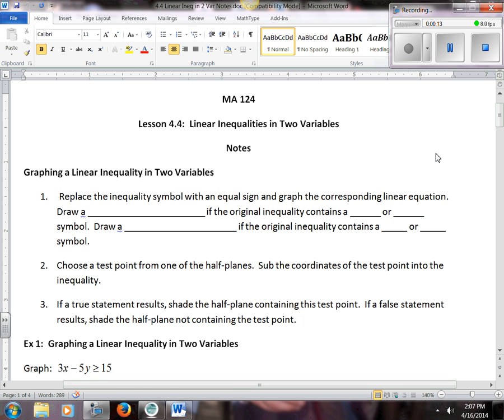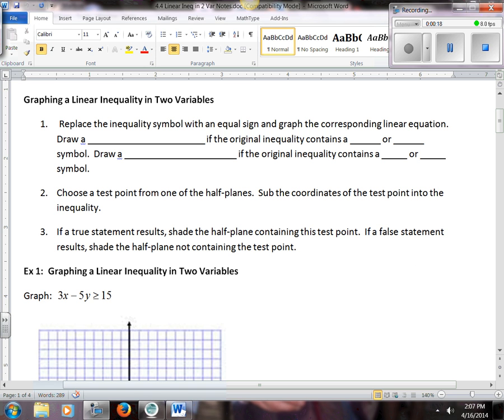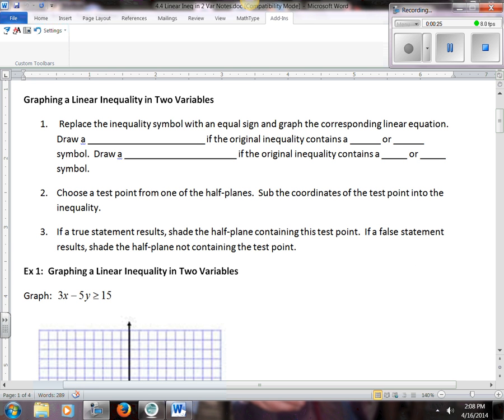What we're going to be talking about today is graphing linear inequalities in two variables. We replace the inequality symbol with an equal sign, and graph the corresponding linear equation. We draw a solid line if the original inequality contains a less than or equal to or greater than or equal to. We draw a dotted line if the original inequality contains a less than or a greater than.